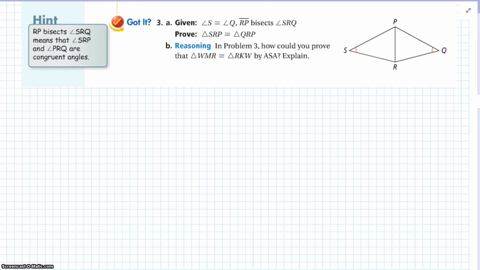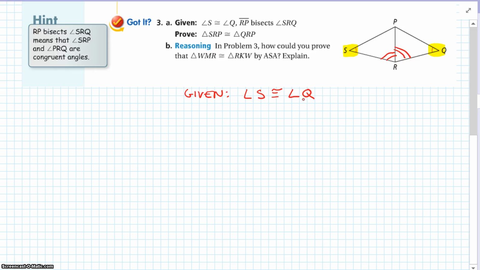All right. Given angle S is congruent to angle Q, RP bisects angle SRQ. So if it bisects it, we know this angle is congruent to that angle. So we have given angle S is congruent to angle Q.